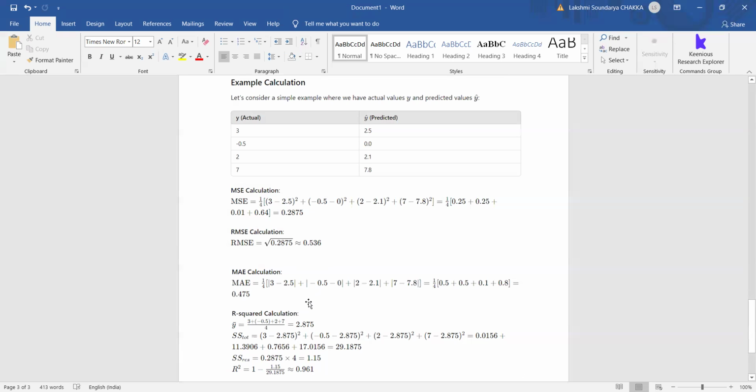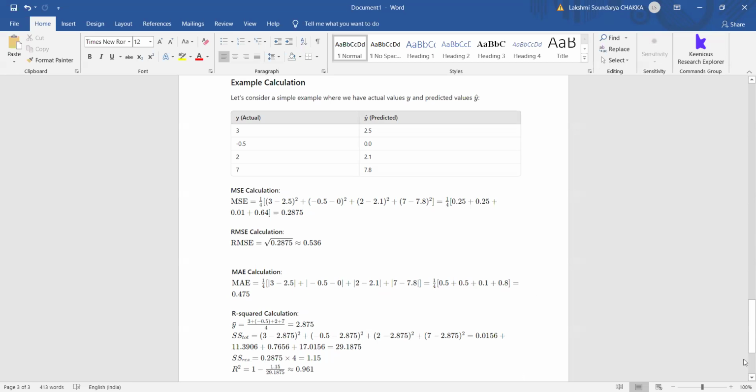Next, MAE calculations. What we know is it's the absolute difference. So we do 1 by 4 times 3 minus 2.5, plus minus 0.5 minus 0, plus 2 minus 2.1, plus 7 minus 7.8. Again, here we are using modulus, so everything will be positive in the end. What we got: 0.5 plus 0.5 plus 0.1 plus 0.8, everything divided by 4 because we have 4 values, and the answer is 0.475.